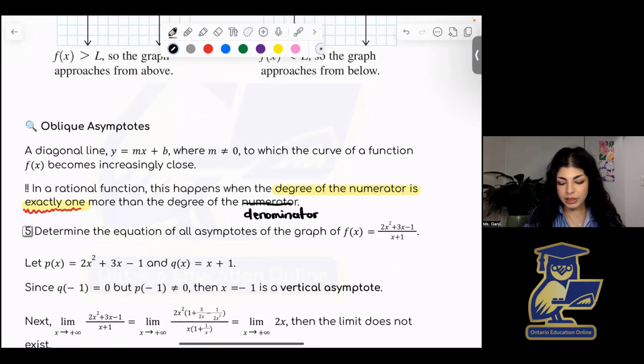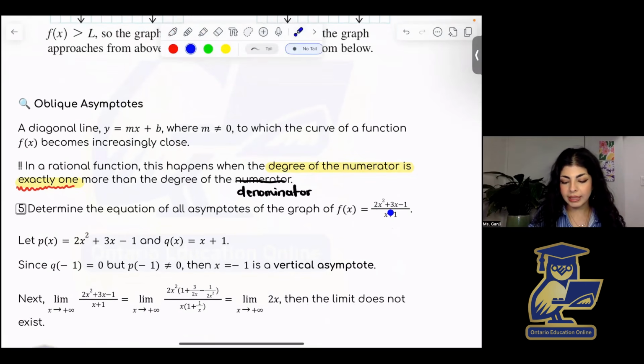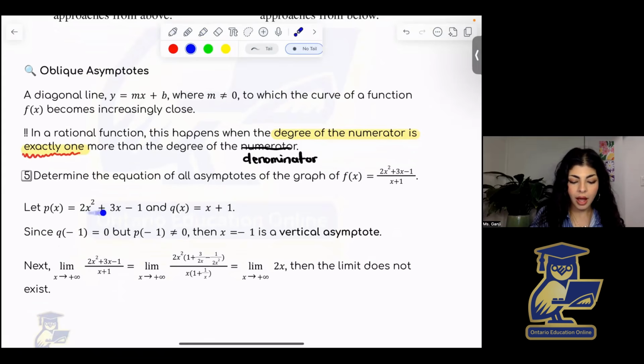Okay, so consider, for example, this function f of x is 2x squared plus 3x minus 1 over x plus 1. The degree of the numerator is 2, because of here. And in our denominator, x plus 1, it has a degree of 1. So the degree of the numerator is exactly 1 greater than the degree of the denominator. We let p of x be the polynomial in the numerator and q of x be the polynomial in the denominator. And this works if you had a cubic and a quadratic here, or a degree of 4 and a degree of 3, same thing.